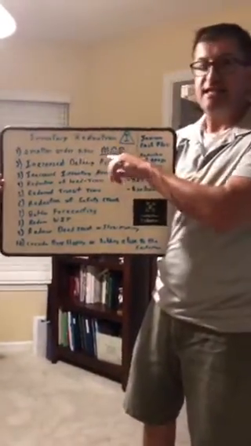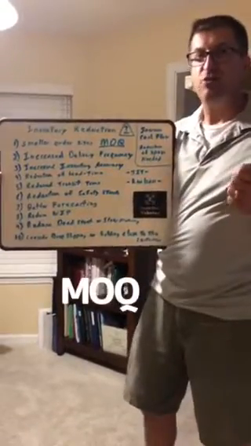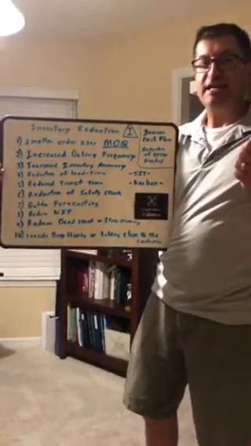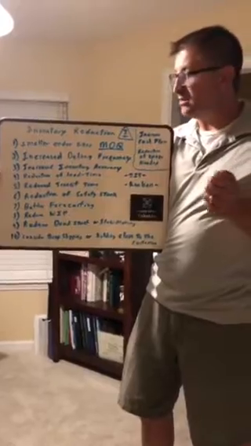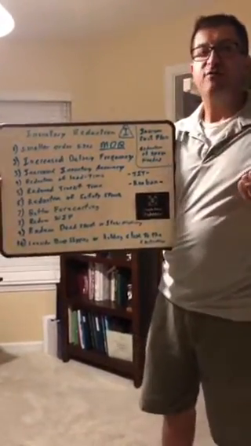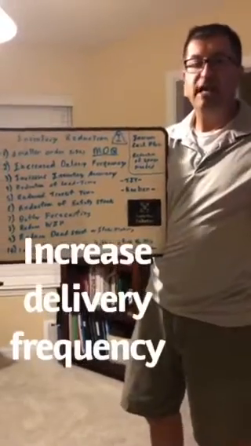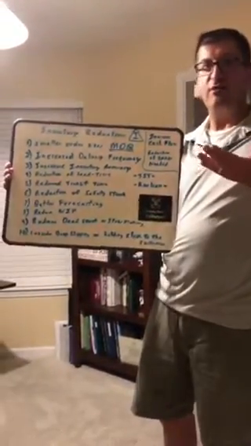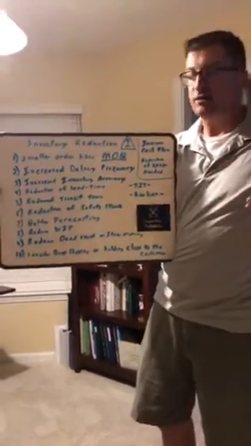Smaller order sizes, MOQ, minimum order quantities. You want to negotiate small order sizes from your suppliers. Increase delivery frequency. For example, if you're getting a delivery once a month, go to 4 times a month. If you have a delivery once a week, go to twice a week.